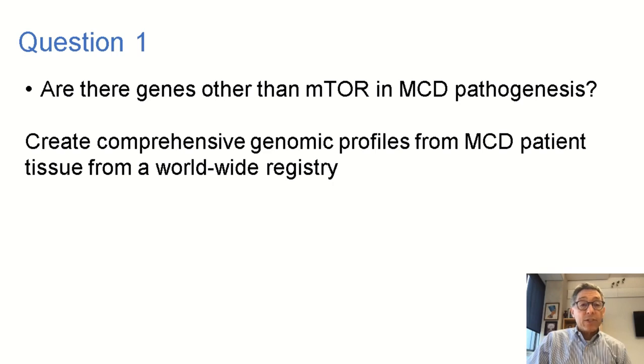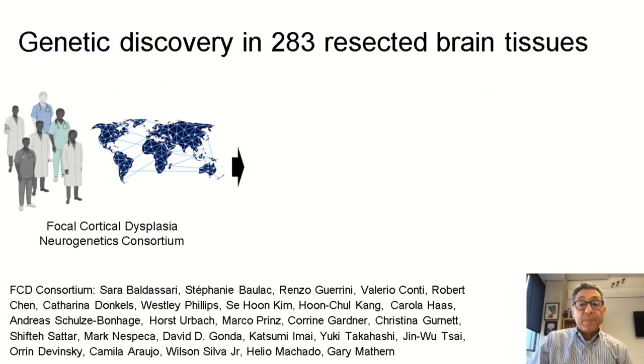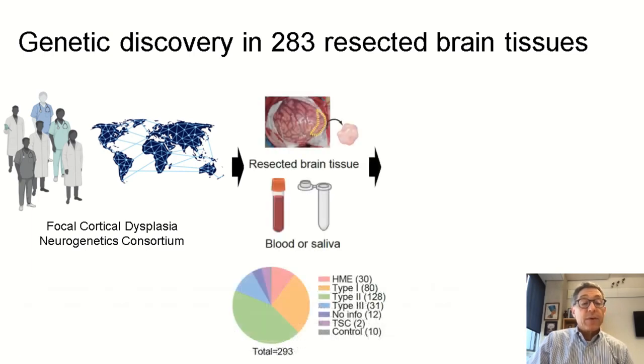And we asked several questions. The first question was, are there genes other than mTOR pathway mutations in the MCD pathogenesis? So to do that, we created a comprehensive genomic profile from each patient with MCD and created a worldwide registry. From these 283 resected samples, we compared results between different centers and also between neuropathological results through this focal cortical dysplasia neurogenetics consortium, the members of which are listed here.